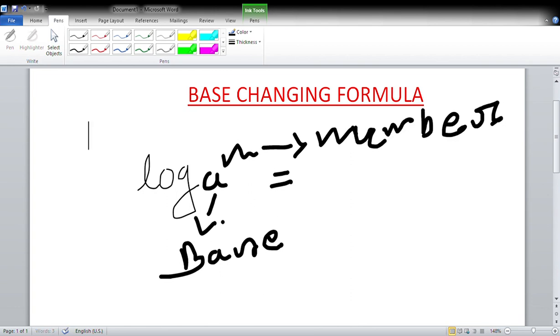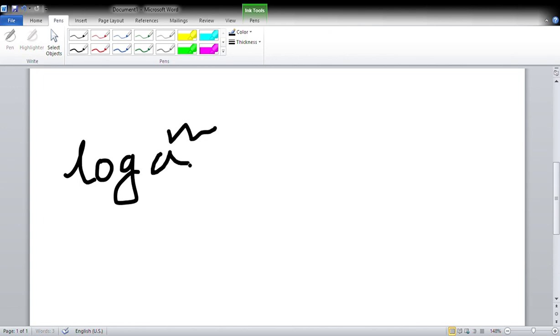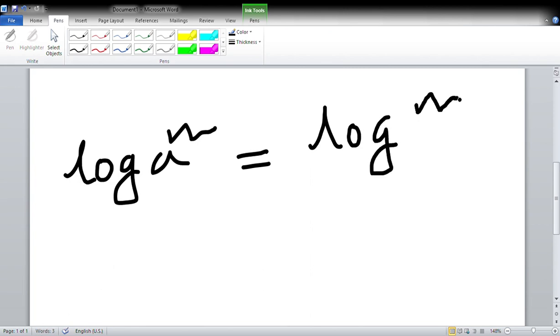So how can we read that? Log m with the base a, written as log_a m. If you really want to change the base from a to b, that means what will the base be? Changing the base from a to b, simply you can write log_b m, log m with the base b, right?